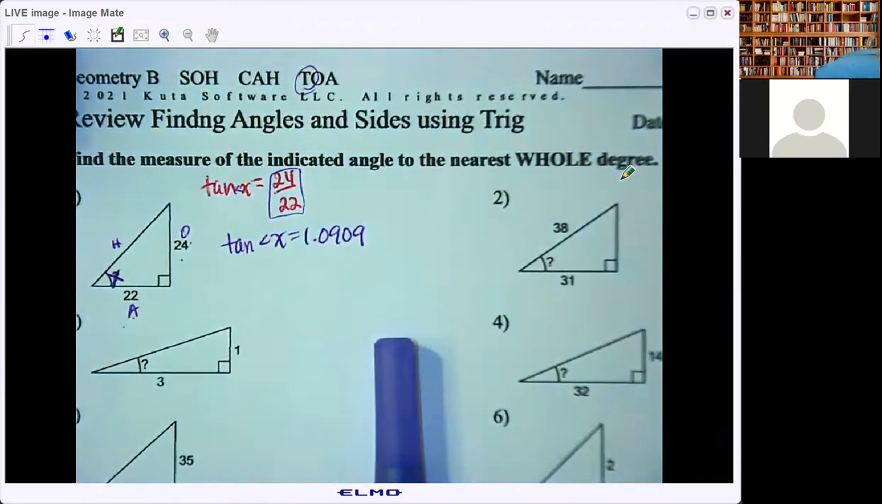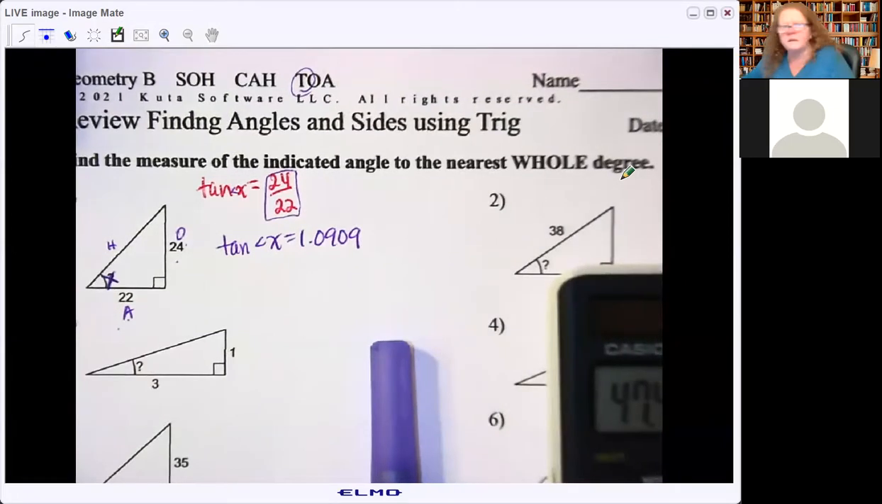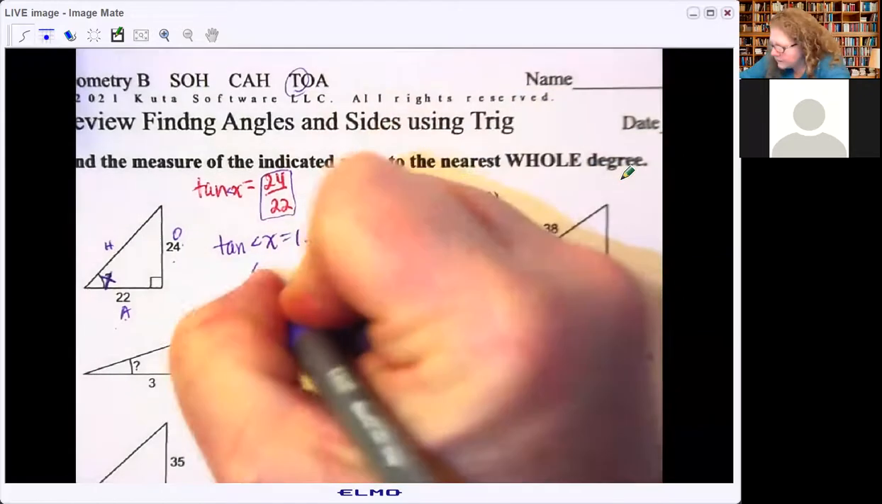Okay, so go ahead and hit shift tangent and see what you get. So when we hit shift tangent, you should have got 47 degrees. Angle x is equal to 47 degrees.